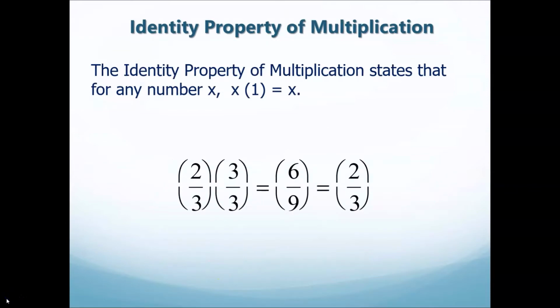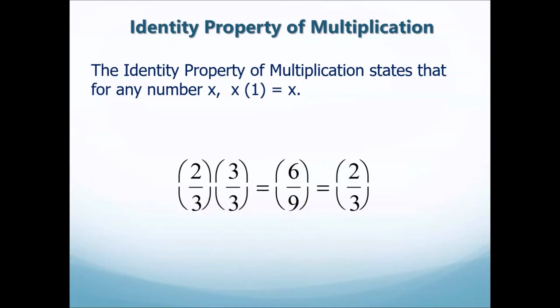Next property, the identity property of multiplication. This property states that for any number x, x times 1 equals x. For example, 2/3 times 1. But we're going to write 1 in terms of a fraction, 3/3. Why 3/3? We simply use 3 because the denominator of the first fraction is 3. So 2 times 3 is equal to 6, and 3 times 3 is equal to 9.